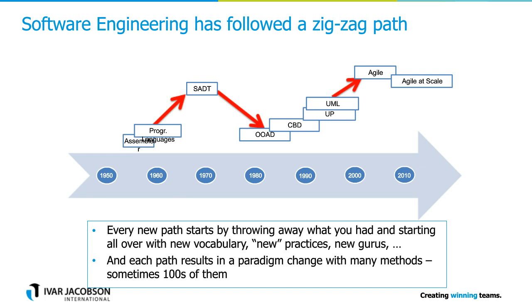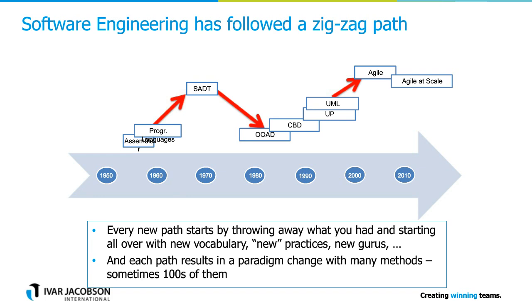Now I exaggerate a little, but when we got to the end of the last decade, we got agile, and no, it's not 2000 agile, and now it's all about agile at scale. So we have these paradigm shifts that we basically throw out after every one of them. We throw out what we had before.